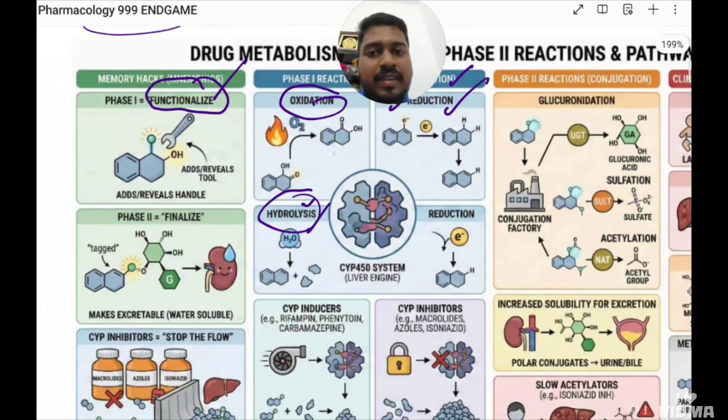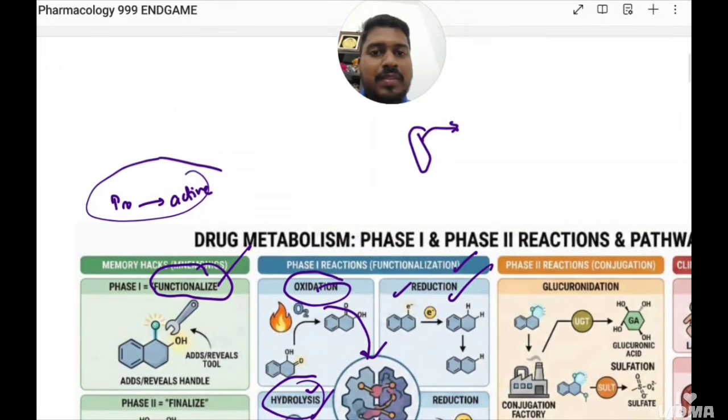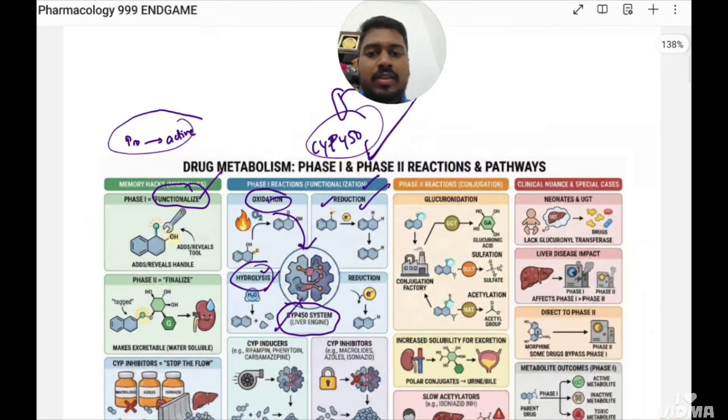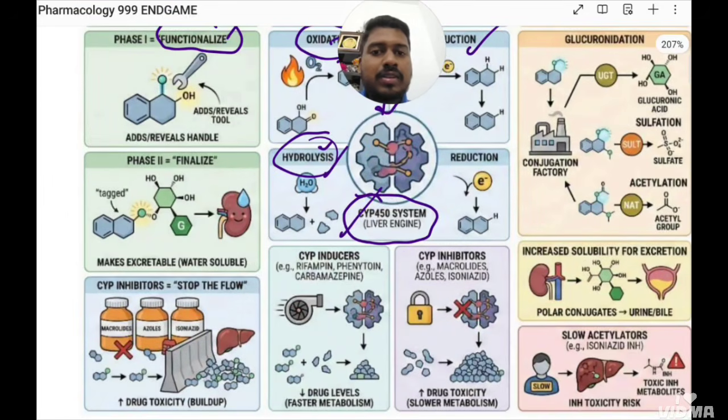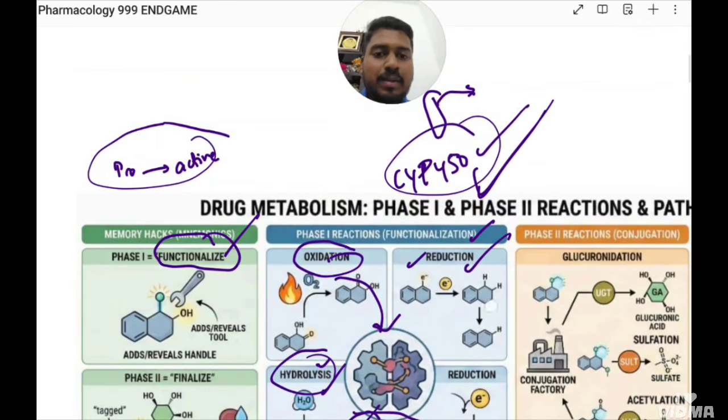And in this phase, especially oxidation is mediated by CYP450. Okay, CYP means cytochrome P450. This is the main enzyme present, especially in the liver. Okay, this actually determines all these reactions of the drugs. Okay, so that's why you'll find all CYP inhibitors and all. In that, the most important is CYP450.